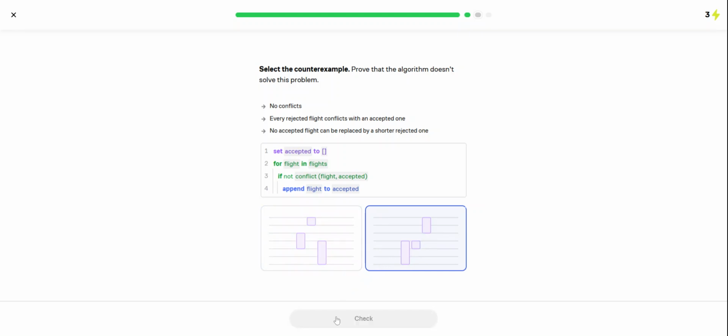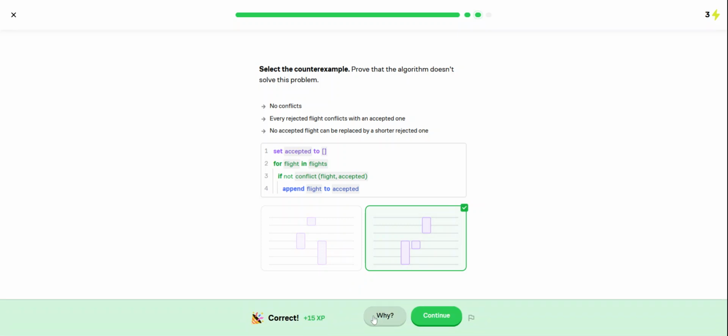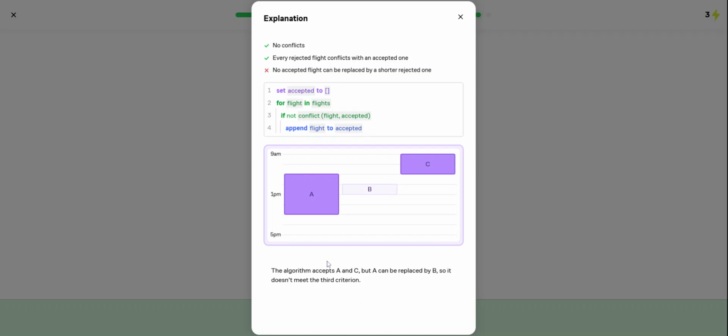Let's check. Yes, that's correct once again. Let's see why. The algorithm accepts A and C, but A can be replaced by shorter B, so it doesn't meet the third criterion. Once again, the red cross. Not going to repeat again.